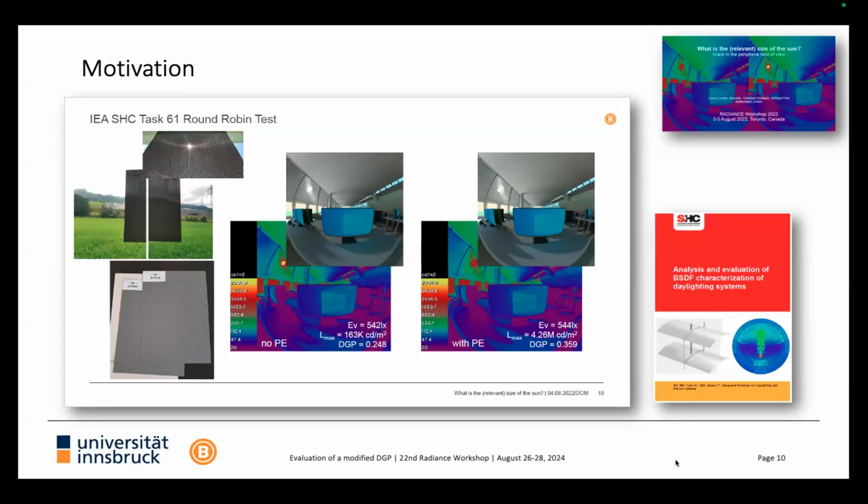And doing that with and without peak extraction, we first came up with this. We saw, okay, we have a good match in the vertical illuminance, so the general methodology of the peak extraction works. But the maximum luminance, of course, as we put the small sun size back in there, is way larger, and that causes the DGP to rise, as Jan also mentioned first. We have the luminance squared and the solid angle only linear in the formula.